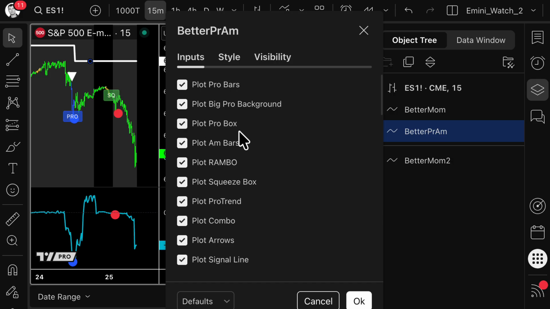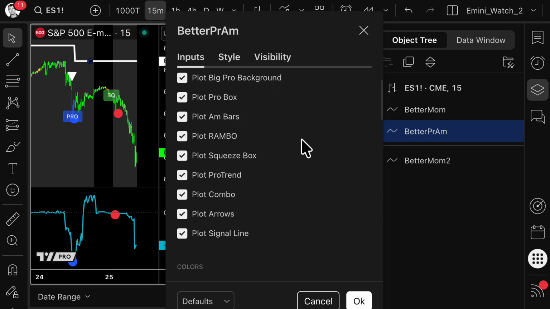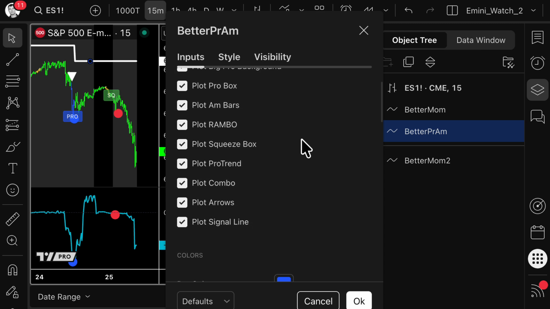We also have professional boxes being printed. That's when professional activity like this happens at new highs and new lows, and that's important for showing where the professionals are taking profits. We've got the amateur bars and Rambo patterns. Amateur bars are usually printed yellow on my charts, and the Rambo patterns are the reversal of amateur breakouts. So that's when we see amateur activity at extremes. It's the inverse, if you like, of the professional boxes. So professional activity happening at extremes, amateur activity happening at extremes.